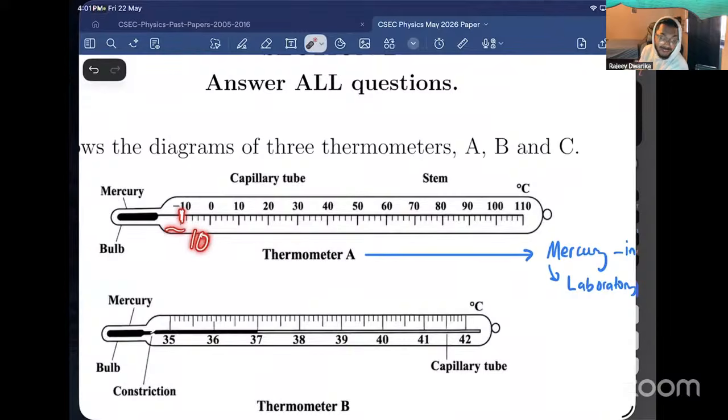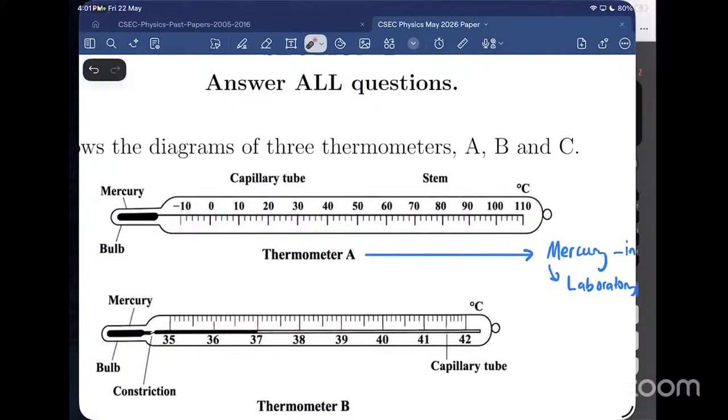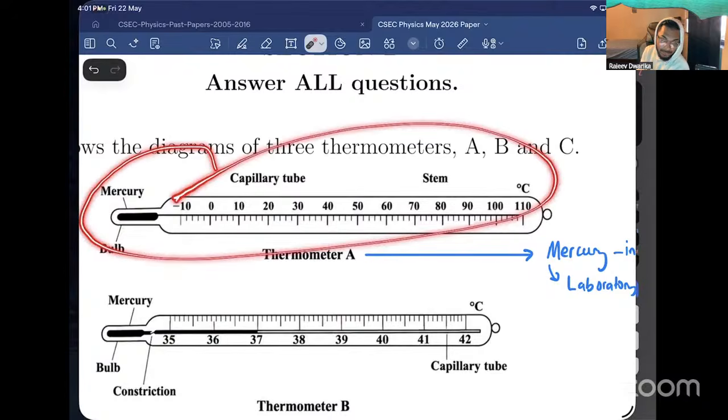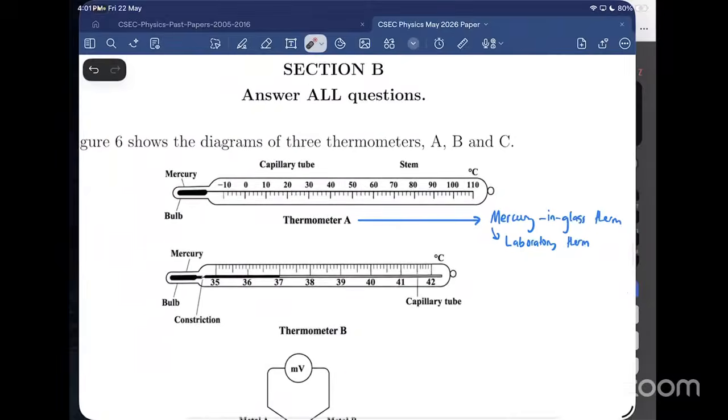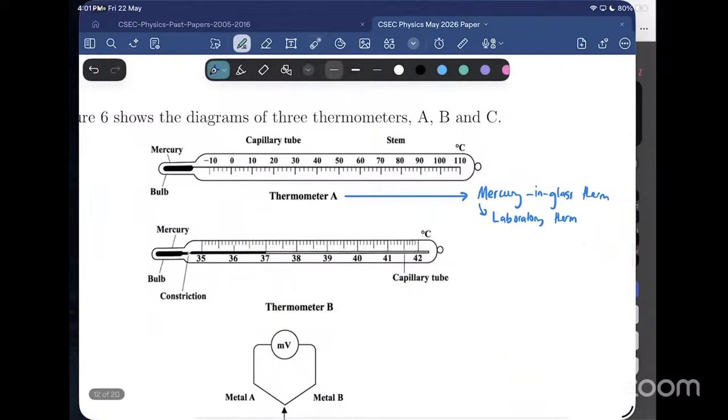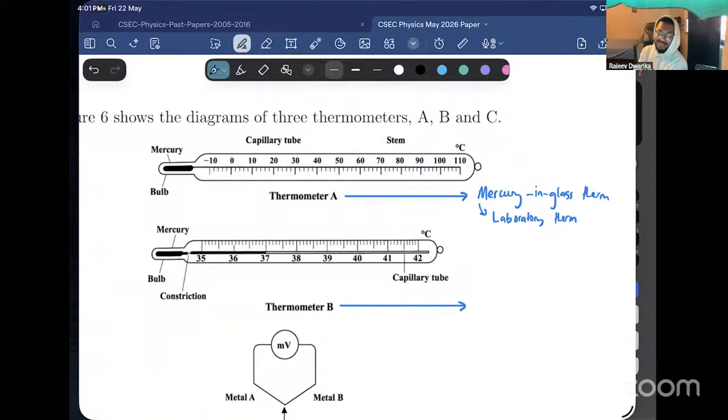But let me be real, right? Who is measuring minus 10 degrees Celsius? That person is long gone, sir. Who is measuring 110 degrees Celsius? So would this be a clinical thermometer? Nah, that can't be a clinical thermometer.